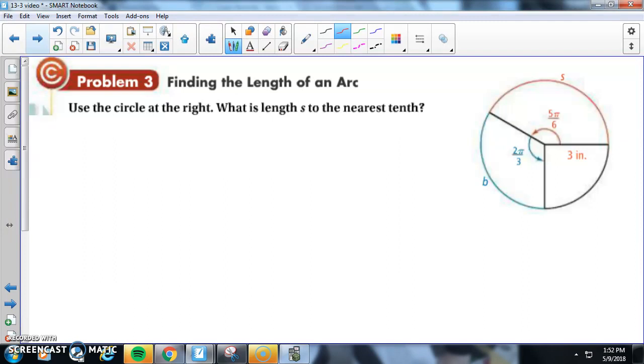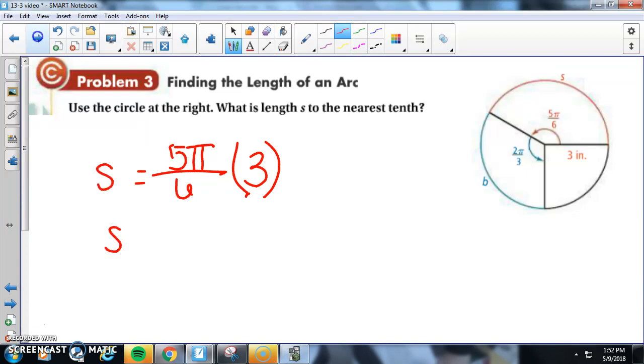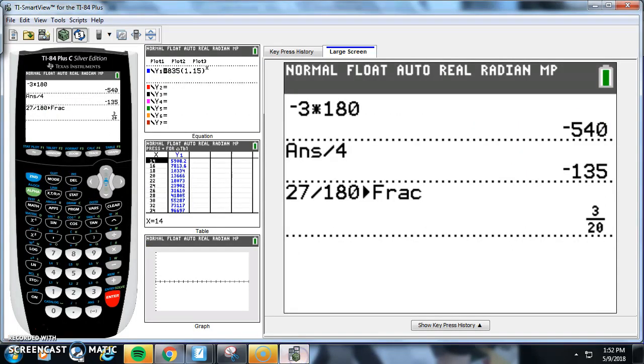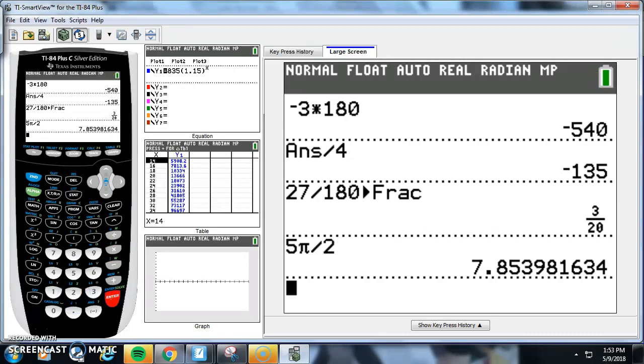So we have the central angle as 5 pi over 6 times the radius, which is 3. So this is equal to s, therefore s is equal to 5 pi over 2. Since it says to the nearest tenth, I will do 5 pi divided by 2, and that is 7.9.